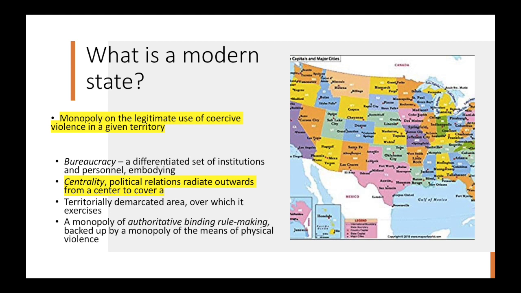The other thing that a state has is centrality. That's one characteristic. So political relations radiate outwards from the center. For example, in the United States, that centrality is the United States government. The United States government is supreme, right? It's based in a central location, in Washington, D.C., and all political decisions take place because the United States government allows it to happen. The United States bureaucracy is huge. There's a huge government workforce. I think 40% of people employed in the United States actually work for the United States government. Huge bureaucracy.